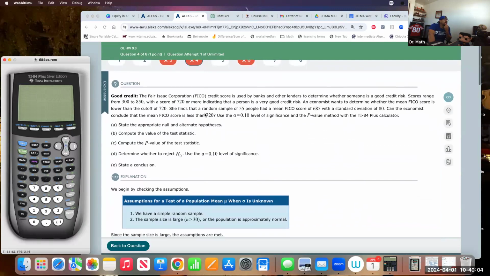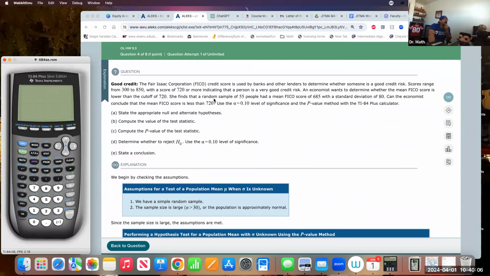So now you get your FICO credit score. Your FICO credit score is used by banks and other lenders to determine whether someone is a good credit risk. The scores range from 300 to 850, with a score of 720 or more indicating the person is a very good credit risk. So an economist wants to determine whether the mean FICO score is lower than the cutoff of 720.